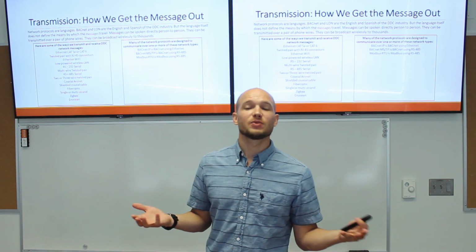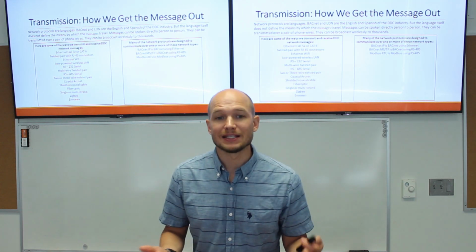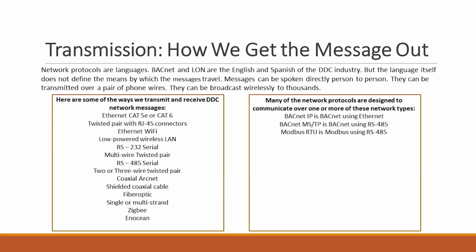Okay, so transmission: how do we get the message out? The protocol is the language. It's the English and Spanish of the DDC industry. But how are those messages traveling? On the left side here, you can see there are a lot of different ways to get this information from one point to the other. Most common is a multi-pair wire or an Ethernet Cat5, Cat6, but there are a lot of options.